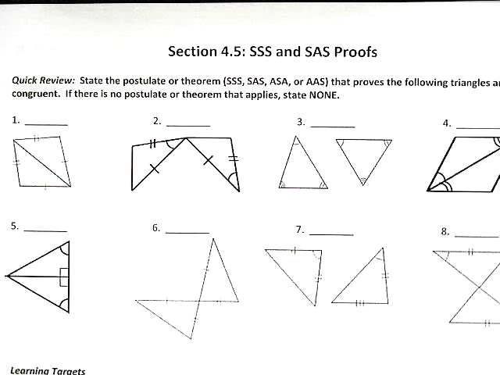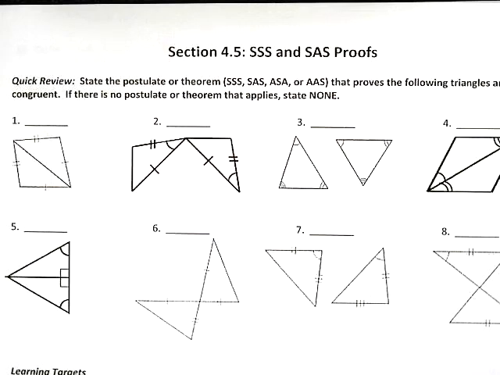Alright, hey guys, so this is the video on SSS and SAS proofs. Before we totally dive into how to actually write a proof, I want to make sure that we are all pretty comfortable with identifying whether two triangles are congruent or not. Because you can't prove to me that two triangles are congruent if you can't decide if they even are congruent or not. Alright? So we've got our four postulates or theorems.